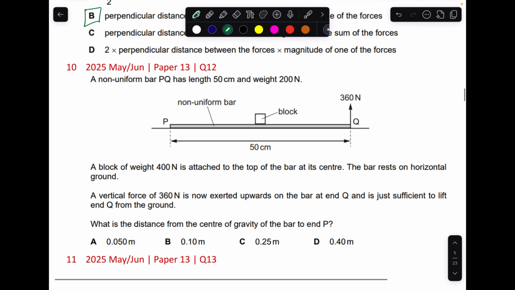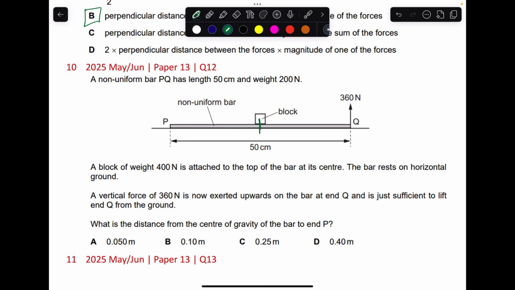In the next question, a non-uniform bar PQ has a length of 50 centimeter and a weight of 200 Newton. Okay, and the bar is non-uniform. It means its weight is not acting at the middle. A block of weight 400 Newton is attached to the top of the bar at its center. So the block is placed at the center and the block's weight is given, that is 400 Newton.